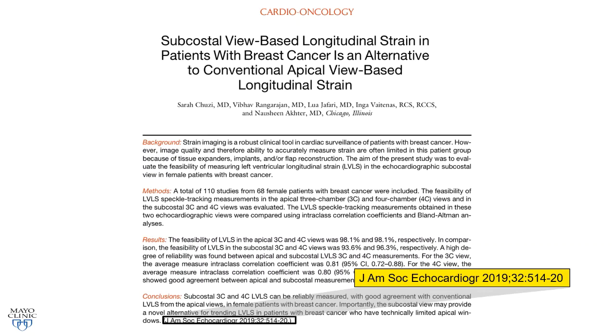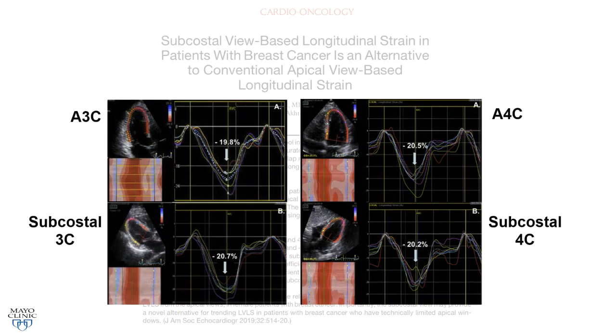This helps to illustrate this. In this study, we see here on the left an apical 3-chamber view and a subcostal 3-chamber view, and very similar derived parameters of global longitudinal strain. On the right, the apical 4-chamber view, a subcostal 4-chamber view, and again, very similar derived parameters of global longitudinal strain, highlighting the point that speckle tracking is somewhat angle independent.